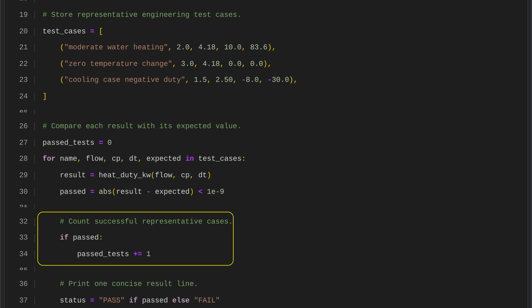This code checks whether a test case passed by comparing the calculated result with the expected value. If they are close enough, it increases the count of passed tests by 1, allowing the program to track how many tests met the expected outcome.